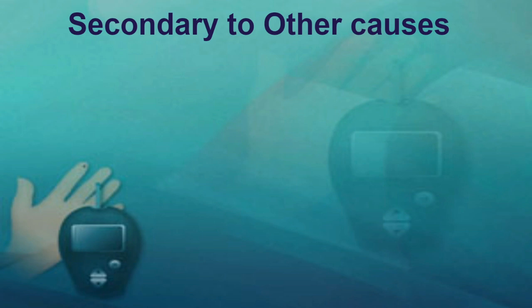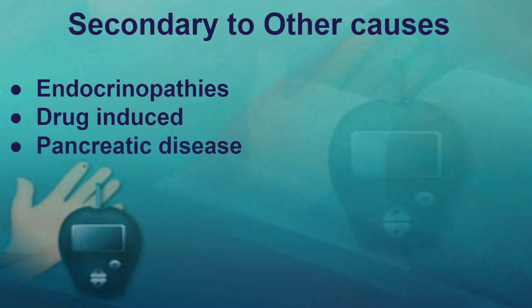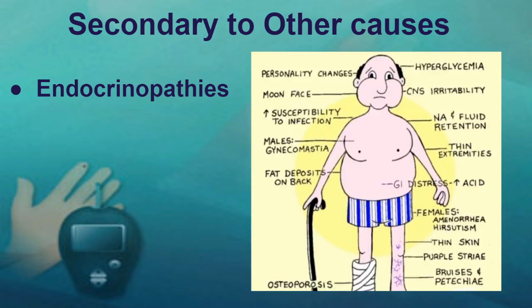Means over here the person is actually suffering from diabetes mellitus because of some other reasons. Now these reasons may be endocrinopathies, drug induced diabetes mellitus, or pancreatic disease. So first of all, endocrinopathies. First of all, we have Cushing disease. In Cushing disease, we all know what happens. There is excess secretion of glucocorticoids by the body, which actually causes diabetes mellitus.